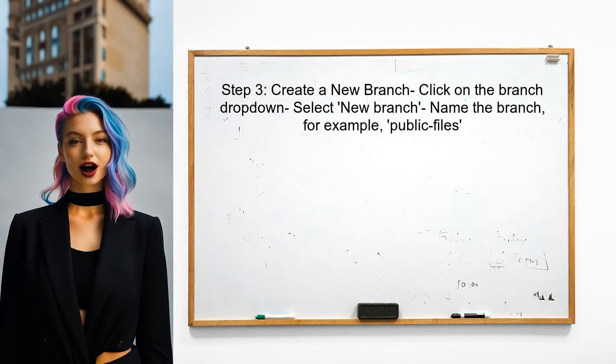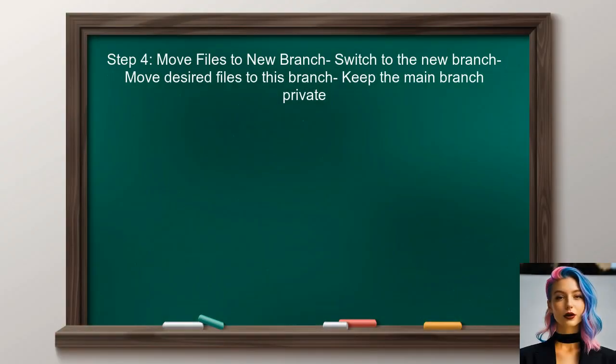Now, to make part of the files public, the user should create a new branch. This branch will contain the files they want to share. They can do this by clicking on the branch drop-down and selecting New Branch. After creating the new branch, the user can move the files they want to share into this branch. They should ensure that the main branch remains private and contains all the sensitive information.